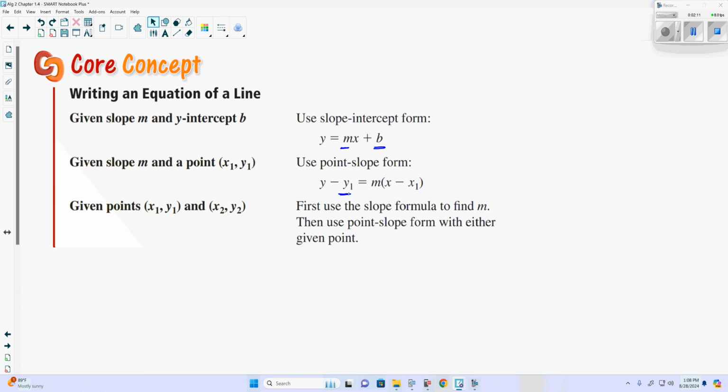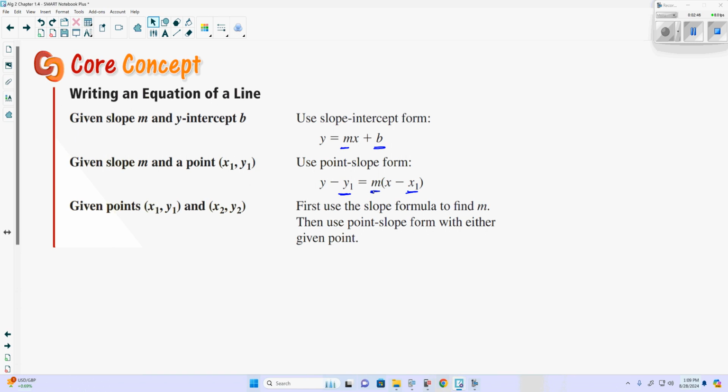Our next one is point-slope. Again, m is our slope, and it has a point. Slope-intercept. Point-slope: y - y1 = m(x - x1). So we call it point-slope because it has a point and it has the slope. That's it. I mean, they literally called it exactly what it is.